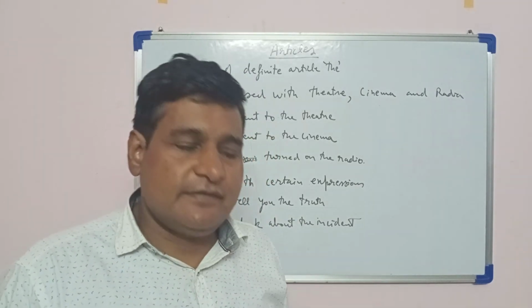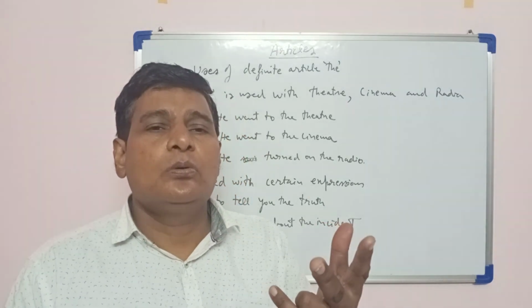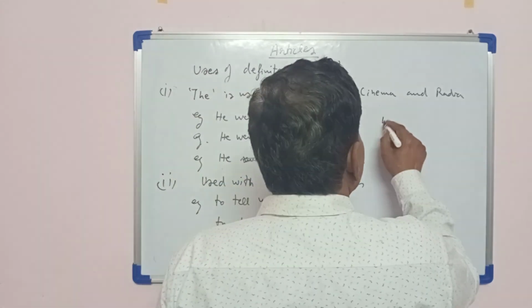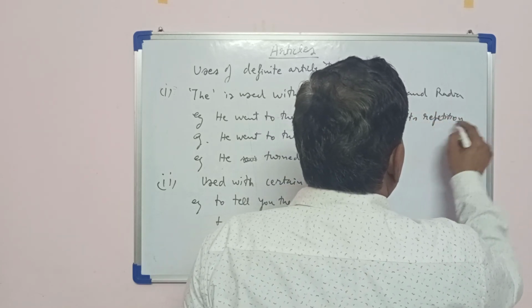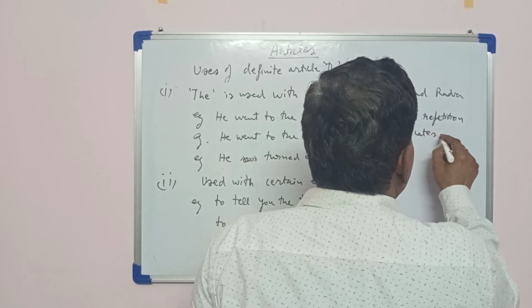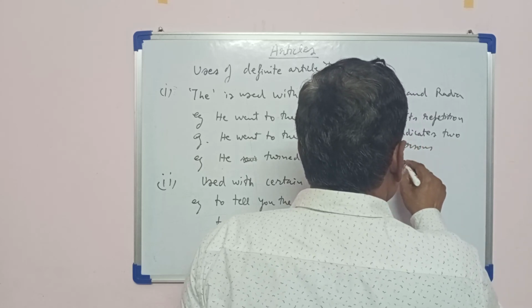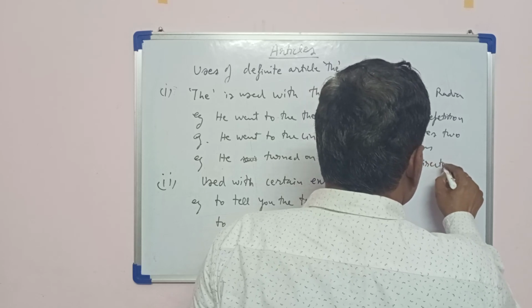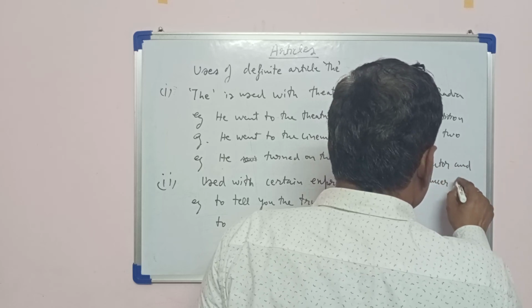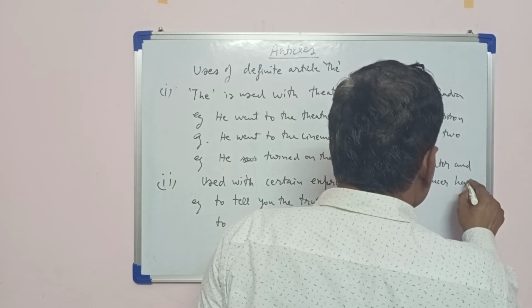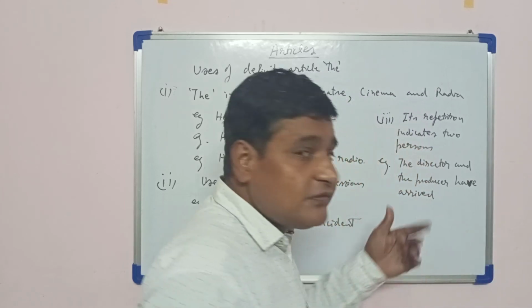The last important use of the is that when article the is repeated, it indicates two persons. For example, its repetition indicates two persons. For example, the director and the producer has arrived. The director and the producer have arrived. Okay, so here it means two persons.